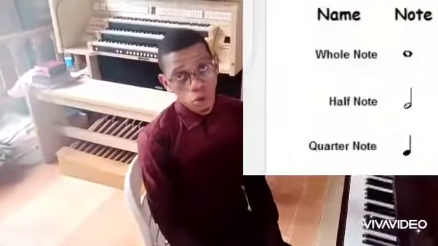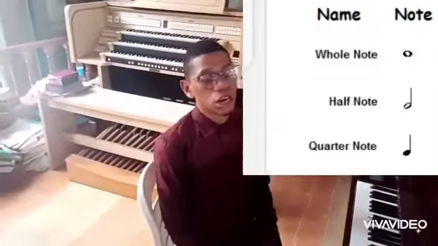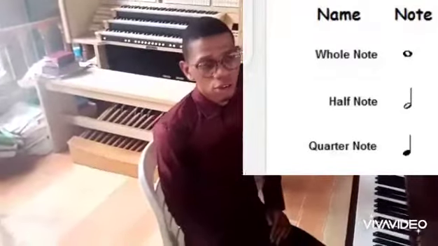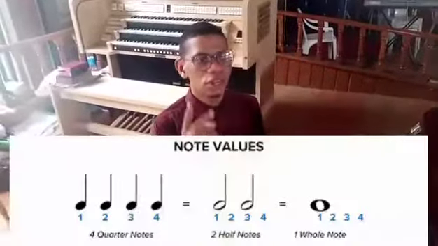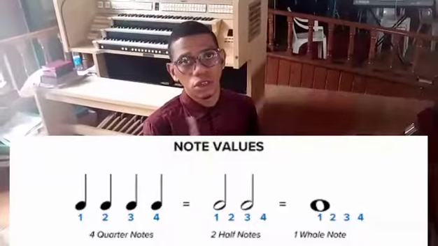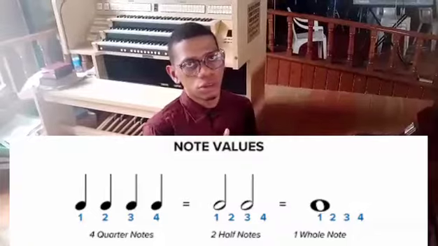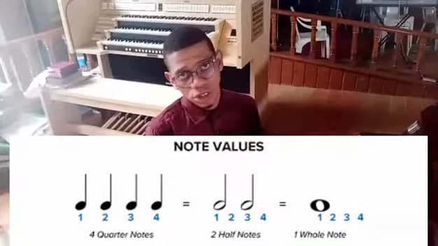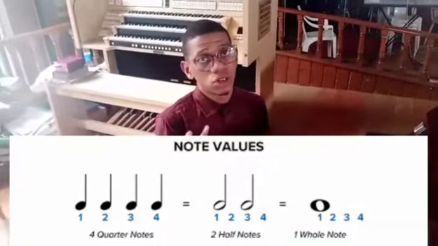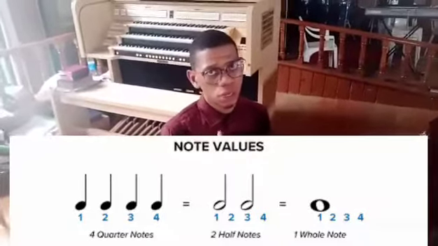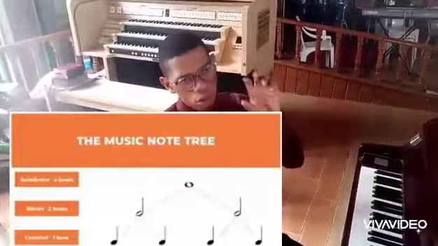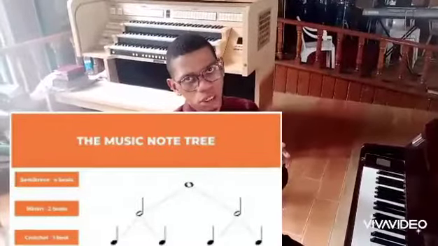Now, the semibreve can also be called whole notes. The minim can also be called half notes, while the crotchet can also be called quarter notes. So note that you can find 2 half notes in 1 whole note. In other words, you can find 2 minims in 1 semibreve. You can find 4 crotchets in 1 semibreve. You can find 2 crotchets in 1 minim. You can find 4 crotchets in 2 minims. And that's how the family tree is. 1 semibreve, 2 minims, 4 crotchets.